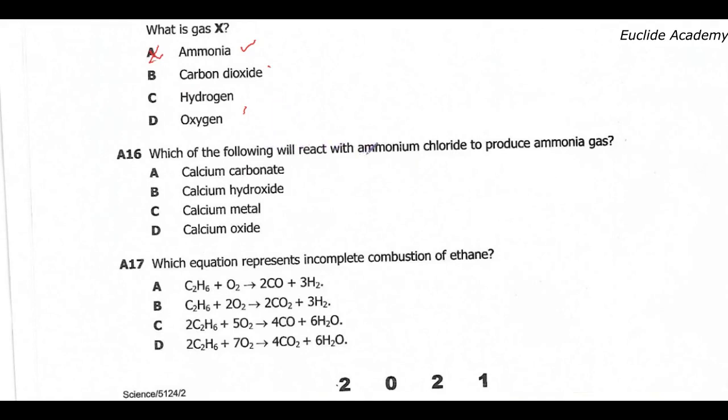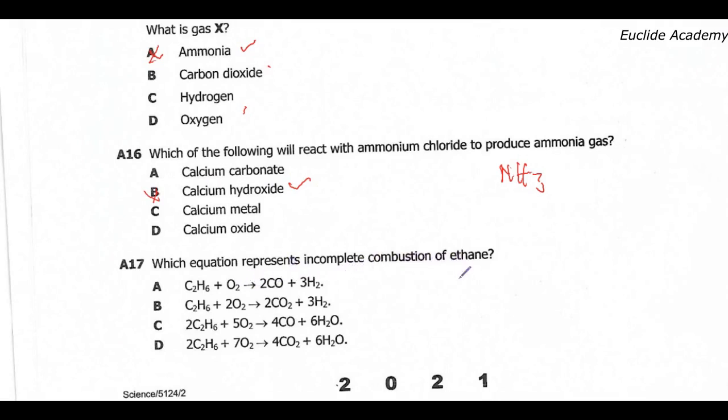16. Which of the following will react with ammonium chloride to produce ammonia gas? When we are producing ammonia, as in the Haber process, ammonia has this chemical formula. So you need an element which has a nitrogen and a hydrogen for you to produce ammonia. So one of the elements here should at least have any of these. Which one of them will react with ammonium chloride to produce ammonia gas? Calcium carbonate, calcium hydroxide, calcium metal, calcium oxide. For this one, we'll go for calcium hydroxide. Okay, so go for B. I will go for B.